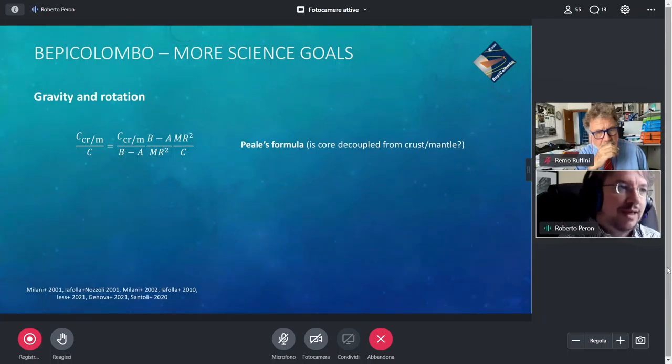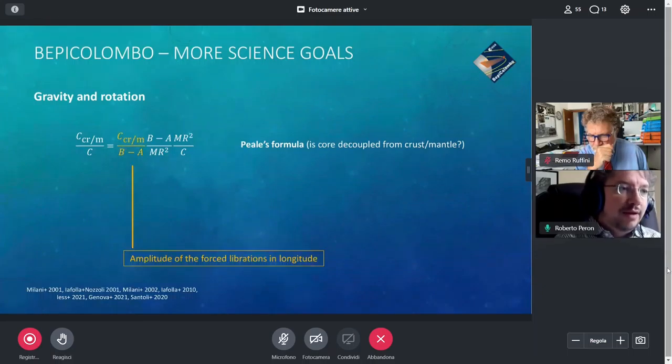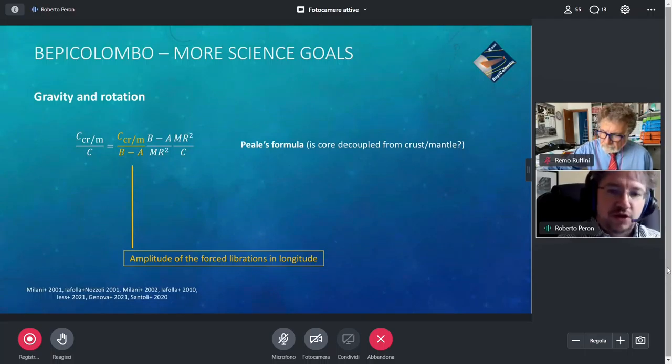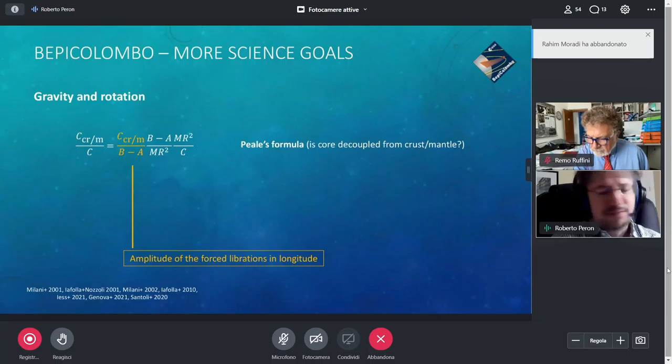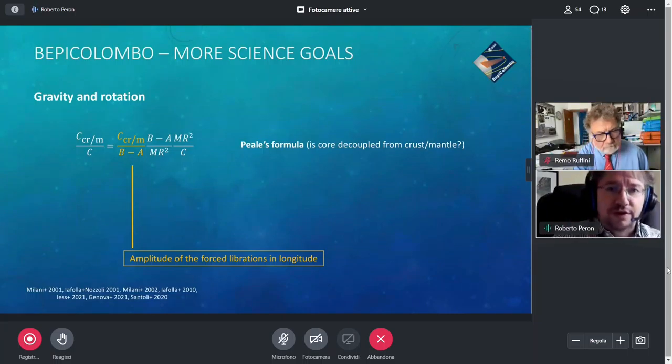And we can decompose this ratio in three parts. One can be measured by the amplitude of the so-called forced librations in longitude, which are librations appearing mainly in the equatorial plane of the planet due to the gravitational forcing of the Sun.